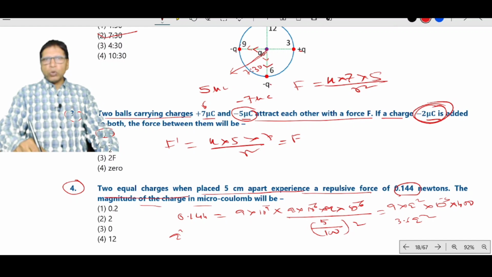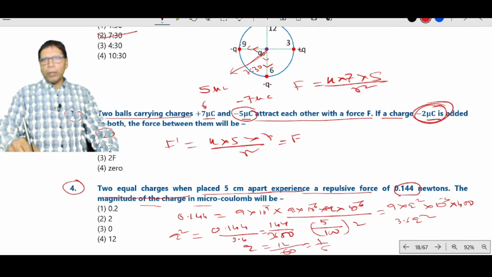So q squared equals 0.144 divided by 3.6. So this is 144 divided by 36000. So q equals 12 by 60.